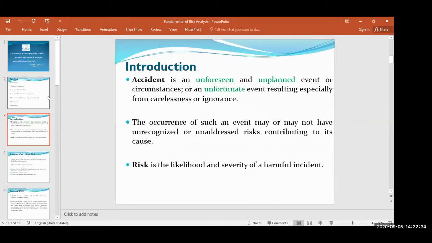So in the introduction part, I just define the accident, what I mean by accident. Using the definition, accident is an unforeseen and unplanned event. It's an unfortunate event resulting especially from carelessness or ignorance. The occurrence of such an event may or may not have unrecognized or unaddressed risk contributing to its cause. When you define accidents, risk means the likelihood or probability and severity of harmful incidents. So the relationship between accident and risk is defined here.